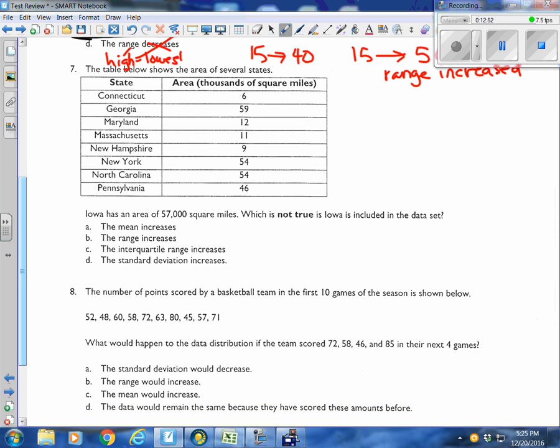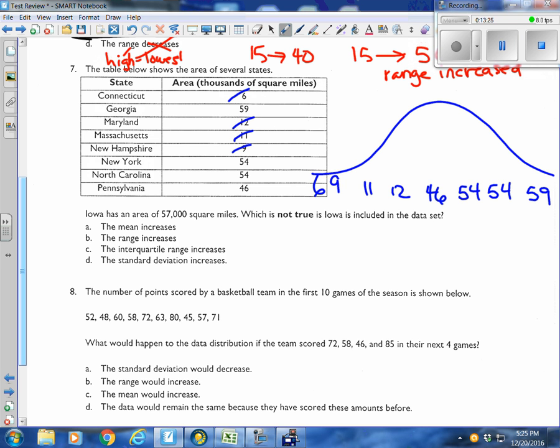Number 7, the table shows the area of several states. Iowa has an area of 57,000, which is not true of the data in Iowa. I'm going to do the same thing I did a minute ago. I'm going to put all these in order. So I'm going to put 9, it's like 11, 12, oops, forgot 6, so squeeze 6 over here. Ooh, got a bunch of 40s. 46, actually a bunch of 54, 54, and 59. Ain't no way that data's very even. We'll just represent with a bell curve. We just need an idea of how this thing is going to change.